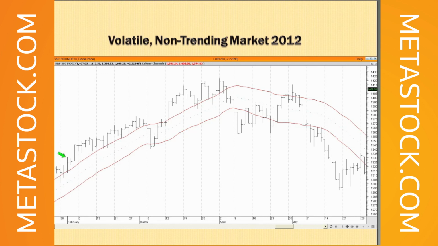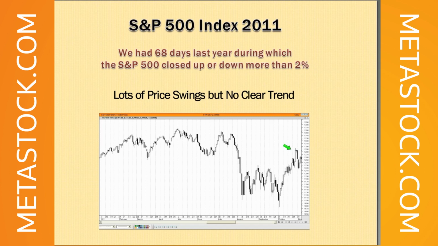Here's a price chart for the S&P 500 index, and you can see a lot of price volatility here, but the index is virtually unchanged over this time period. And here's another price chart of the S&P, and this is in 2011, and we had 68 days in 2011 during which the S&P closed up or down more than 2%.